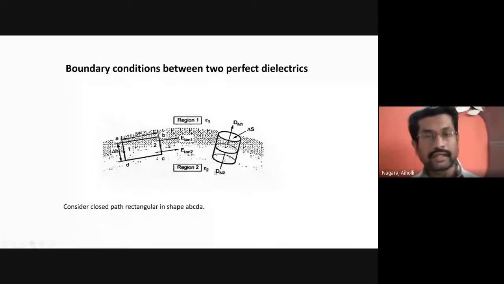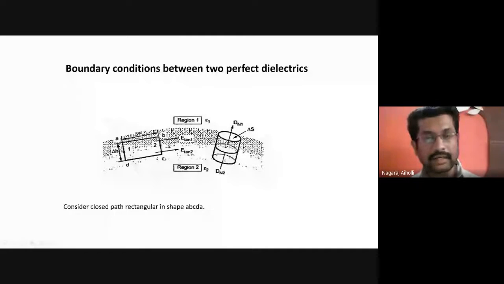Then consider a closed path, rectangular in shape, ABCDA. This is the closed path that we are considering, as we did for the boundary between a conductor and free space or a conductor and dielectric. This is the closed path ABCDA. Its width is delta W. Its height is delta H.